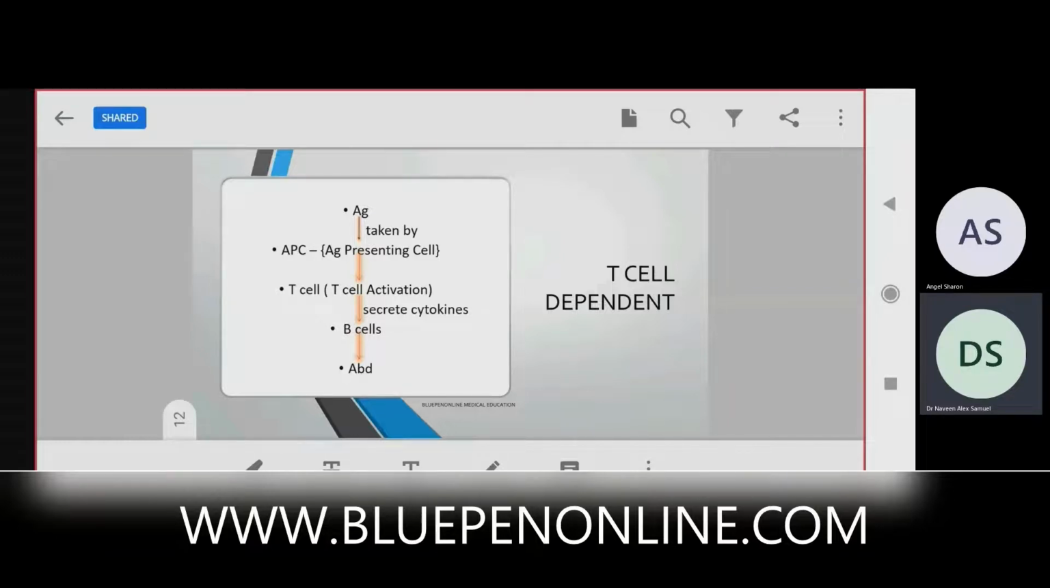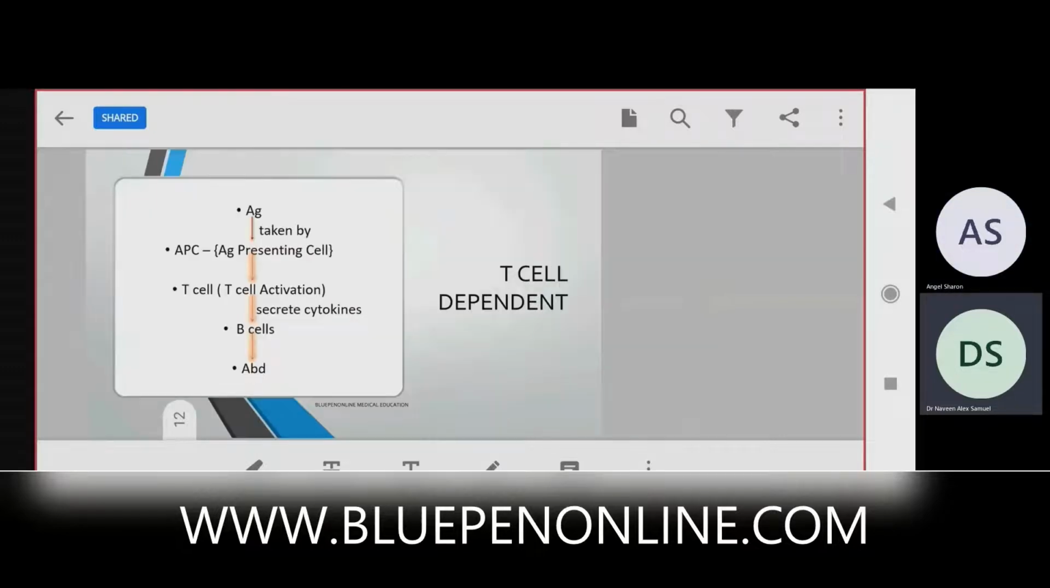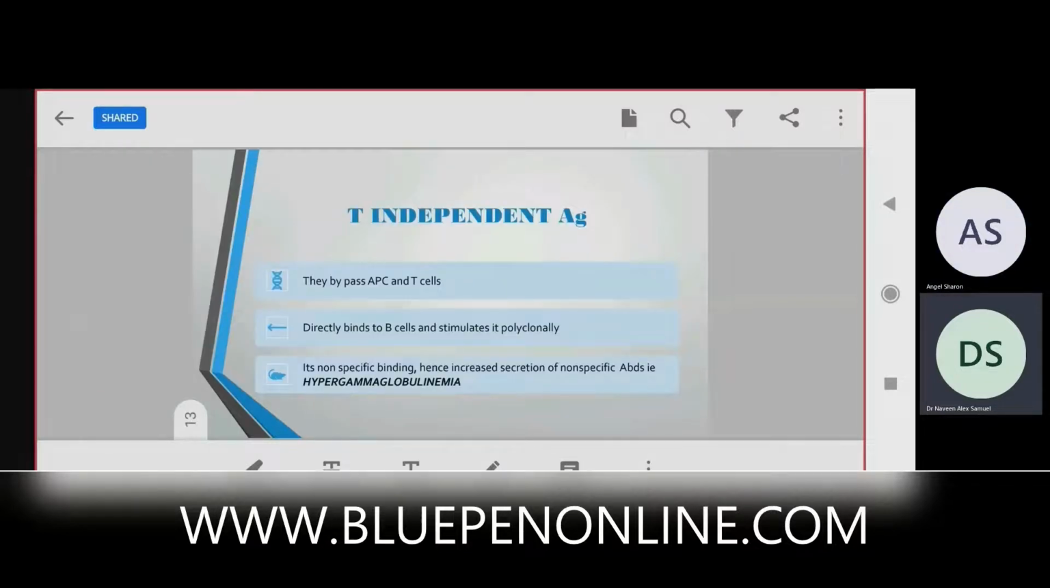So you got why they are T cell dependent, because the T cell is present in the pathway, and in order to produce antibodies, they require the T cell activation to secrete the cytokine. So now you understood why it's called T cell dependent, right? Okay. Now the other class is called T cell independent antigen.